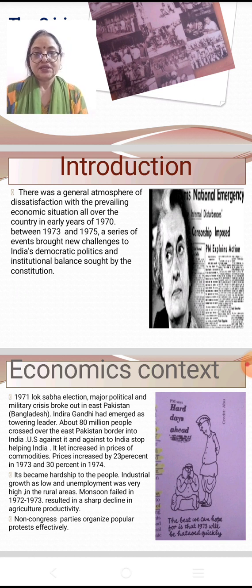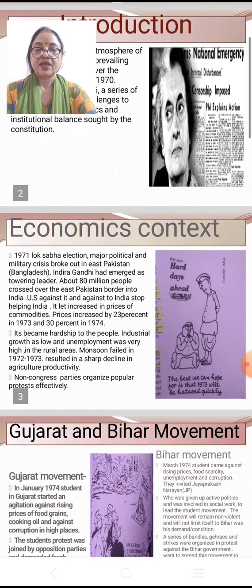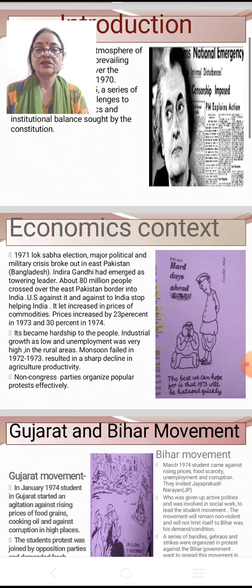Between 1973 and 1975, a series of events brought new challenges to India's democratic politics. We will know about all these. First of all, we will know about the economic context. In 1971, Lok Sabha elections were held. Major political and military crises were also there. There was the war between India and Pakistan, and nearly 80 lakh refugees came from Bangladesh to India. There was a great burden on India also.